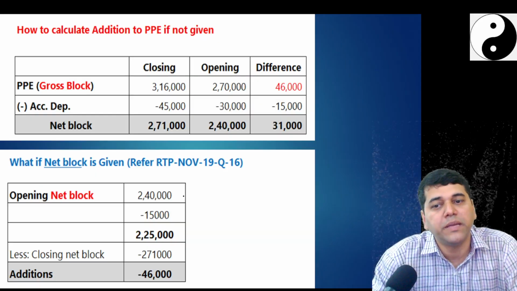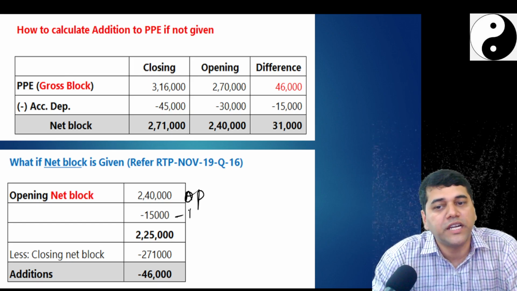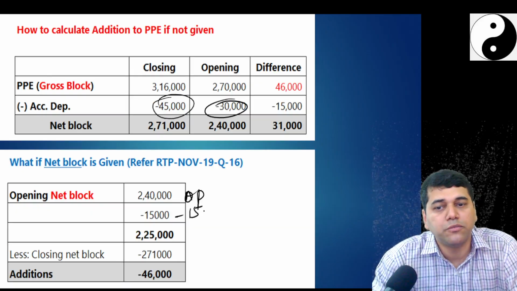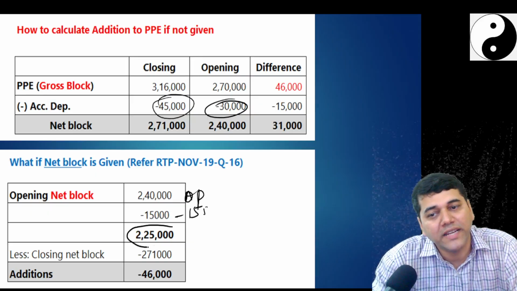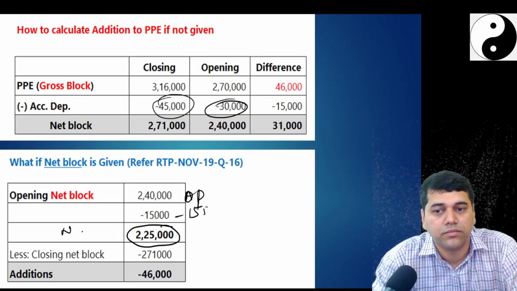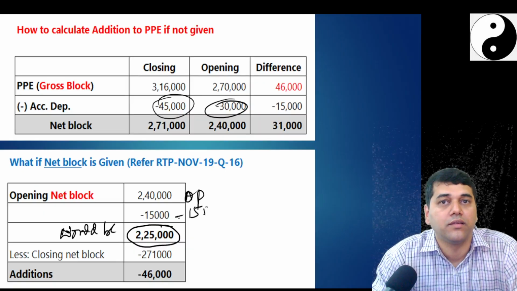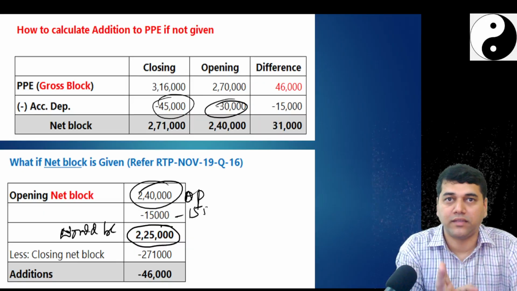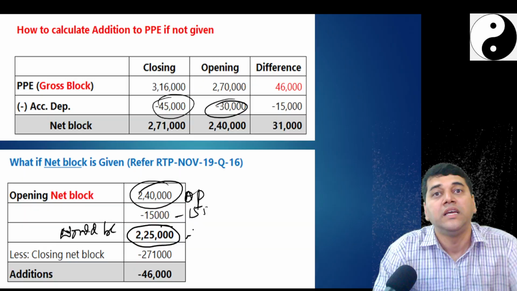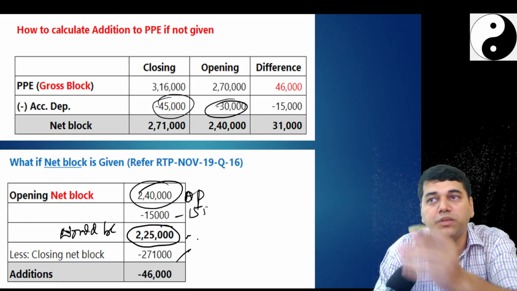See, this is your opening asset, net block. You deducted depreciation of 15 because here they deducted it. That I am showing you on a net basis. You got net opening, closing net asset. If 2,40,000 is your opening balance, if you deduct 15,000 depreciation, what should have been your closing balance? 2,25,000. In reality, what is it? 2,71,000. What does that mean? The difference must be the purchase.